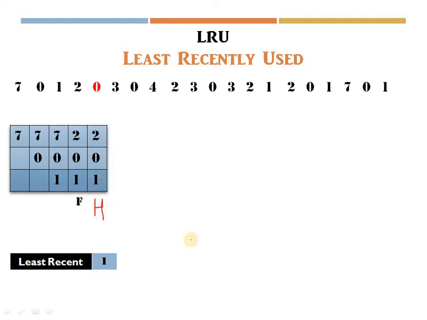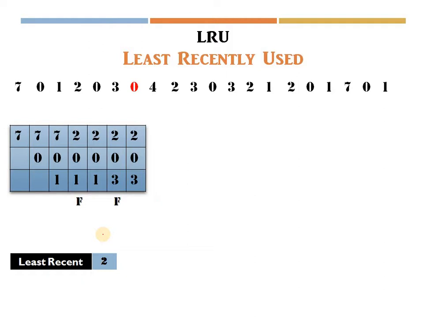Now comes 3. Now if I have to replace it with something, it will be 1 because 0 just came recently, but it was among 2, 0 and 1 that came before. It was 1 that came the earliest. So I will replace this value with 1 and not with 0. So 3 is replaced at the place of 1. Now comes 0, not a problem again for me. So it is a hit again.